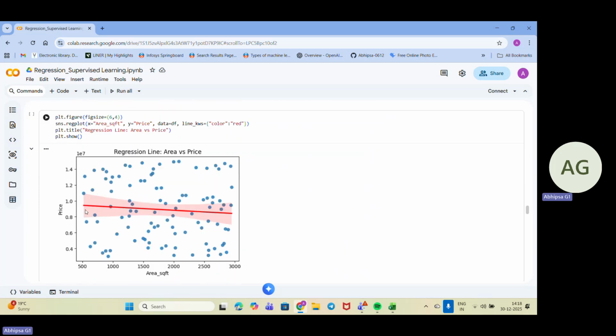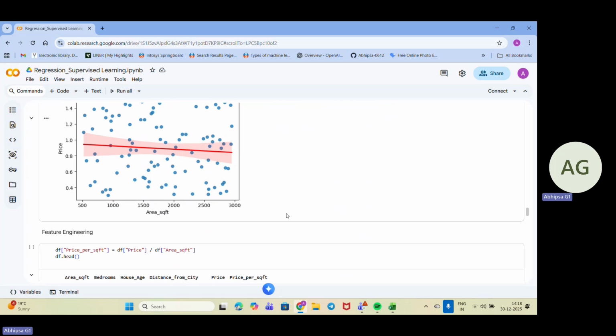So this is the regression line that is given based on the area versus price. So this is basically my regression line. So this is giving us the line that we actually needed.